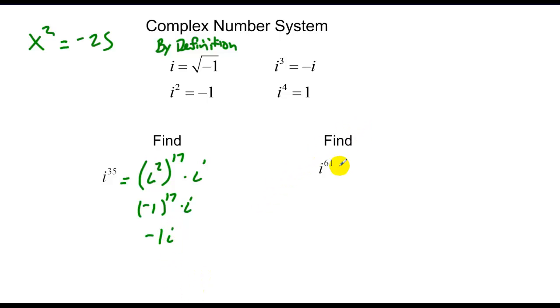I to the 61st is equal to I squared to the 30th, which is I to the 60th, times I to the 1st. I squared is negative 1 to the 30th times I. Negative 1 to the 30th is 1, so it's 1I.